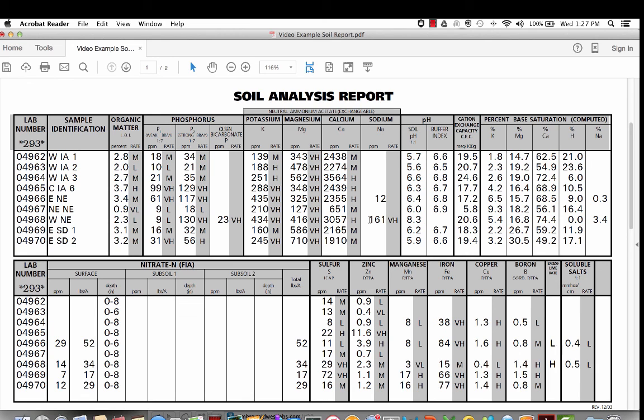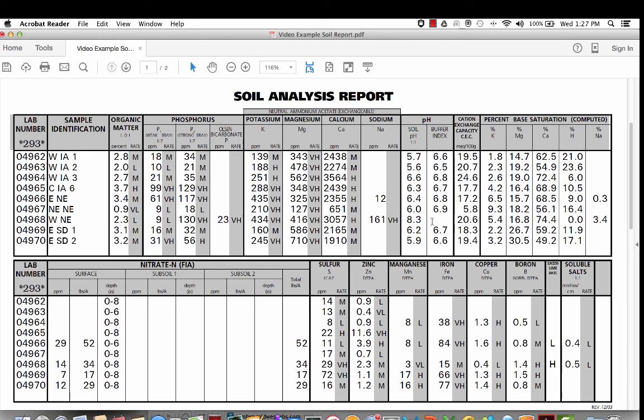I wouldn't necessarily jump at making drastic changes, but might consider a gypsum application to try to bring this down. Again, you've got to look at how your crops have done in the past. Are you having issues with wilting or with the ability of the crops to bring up water? And if you are, then maybe you should get on top of it. All right, so that covers our cations.